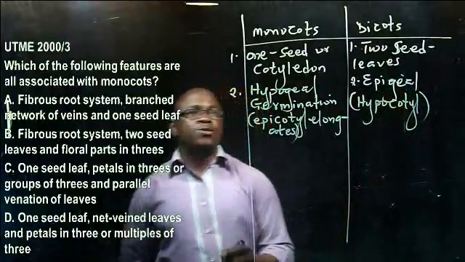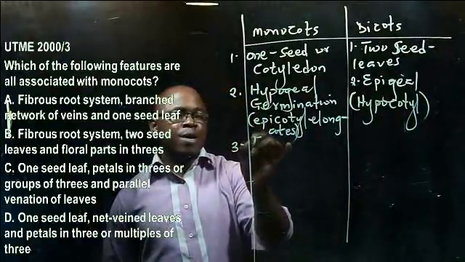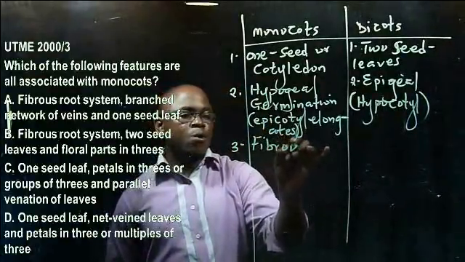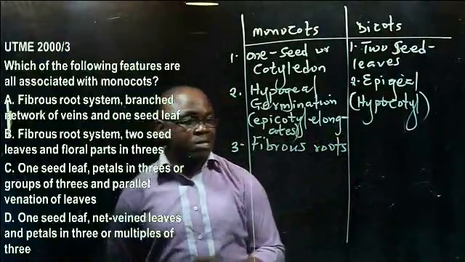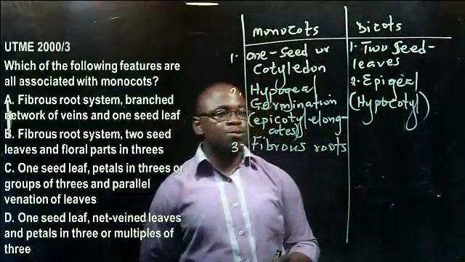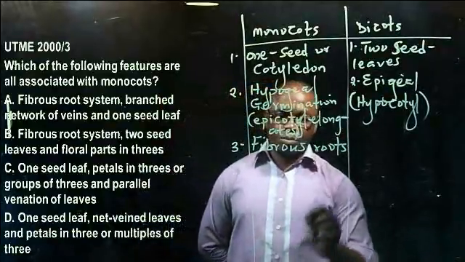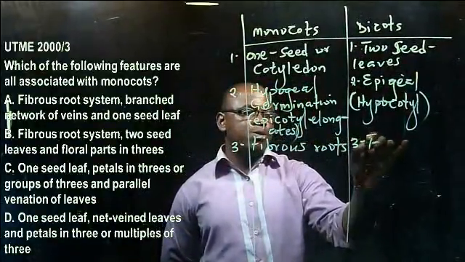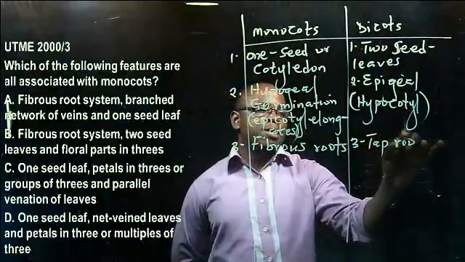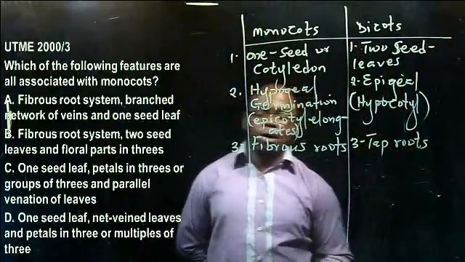A third difference: monocots are known to exhibit a type of root system called the fibrous root system. Then for the dicots, they do not exhibit a fibrous root. They exhibit a taproot system.